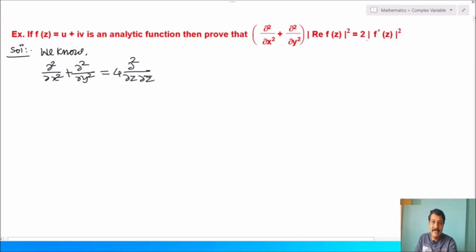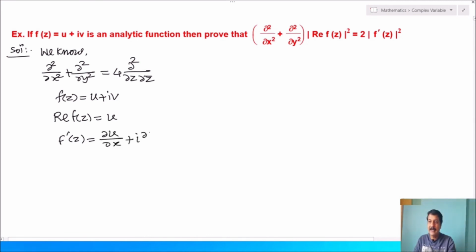Now what is the given thing? It is f dash of z. Since f of z equal to u plus iv, the real part of f of z is equal to u. And what is f dash of z? That is equal to ∂u/∂x plus i ∂v/∂x. And therefore, mod of f dash of z whole square is equal to mod of ∂u/∂x plus i ∂v/∂x whole square.